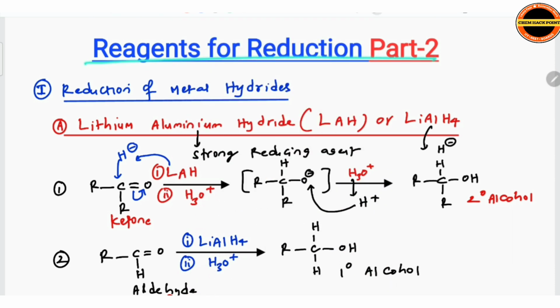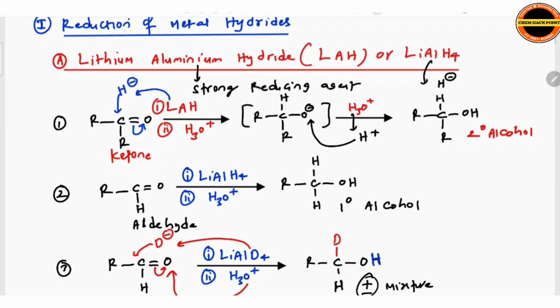Reagents for reduction, part 2: reduction by metal hydrides. Lithium aluminum hydride, LiAlH4, provides H minus, and H3O plus provides H plus. So after these two steps, a secondary alcohol is formed from a ketone. If I take an aldehyde here, it gives a primary alcohol. Overall, what we need to remember is that lithium aluminum hydride gives H minus, and H3O plus gives H plus.